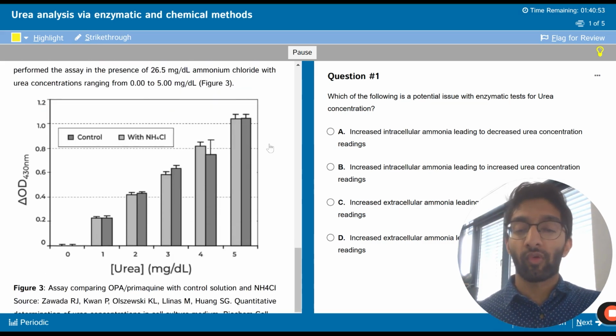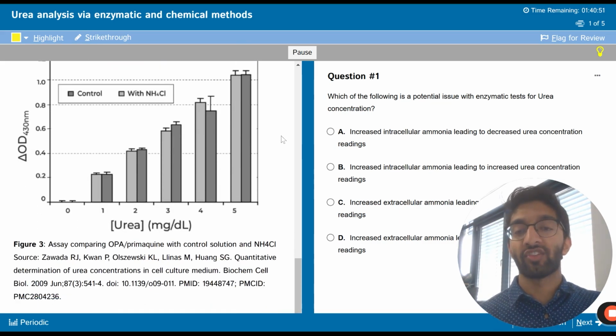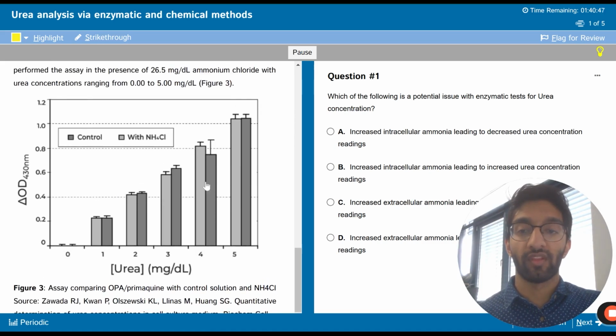But for right now, the more important thing is just understanding the bigger trend that's coming from this figure. Once again, what we notice is that overall, as you increase the urea concentration, the absorbance values increase.